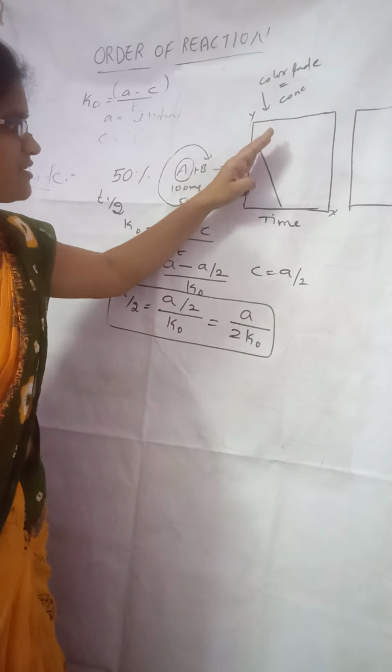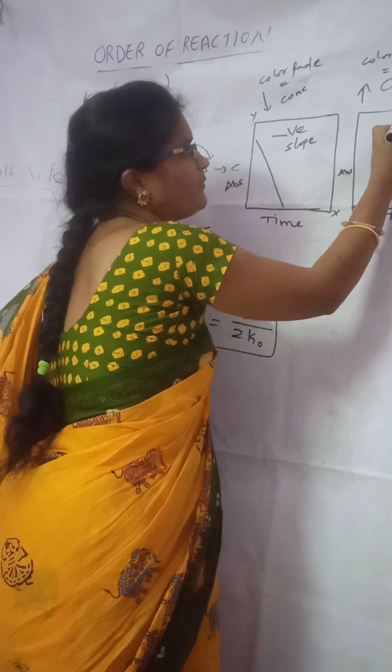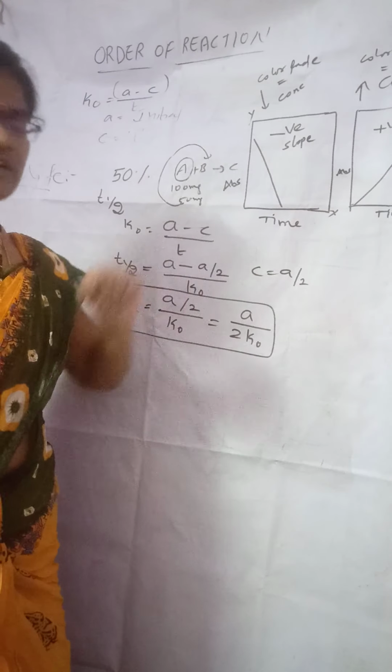Now the second case. Here also we take time on the x-axis and absorbance on the y-axis, and the graph will be like this. In this case the color fade is equal to increase in the concentration. If the concentration increases, the color fade also increases. In that case you will get a graph like this and the slope will be positive. So this is regarding the graphs.